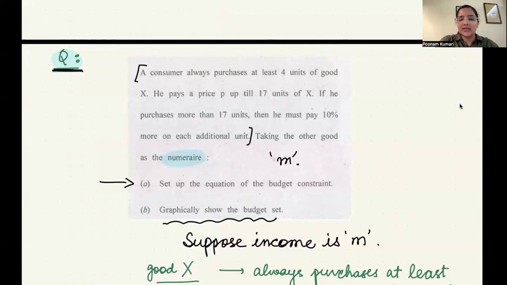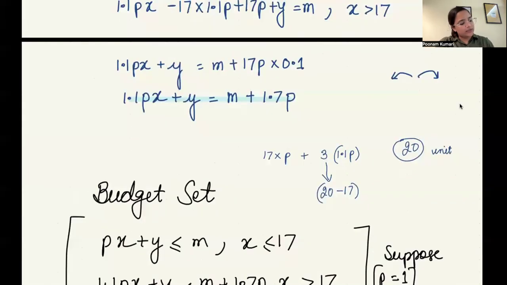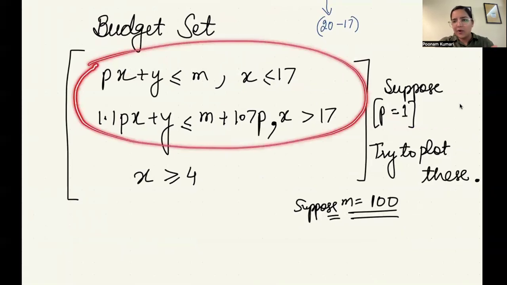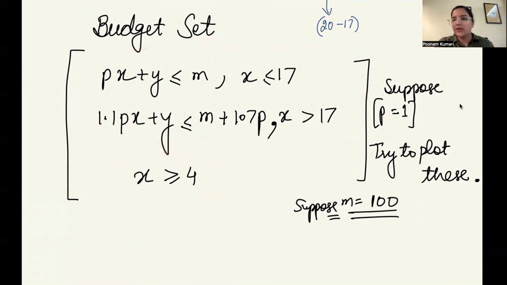Now the second part is, please graphically show the budget set. So my budget set came out to be this. This was my budget set, right? And then there was one more condition that we buy at least 4 units of good X as well. So now what is our goal? We have to plot these. Is that all right?